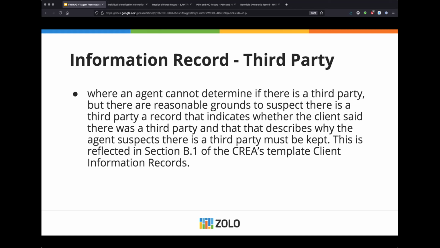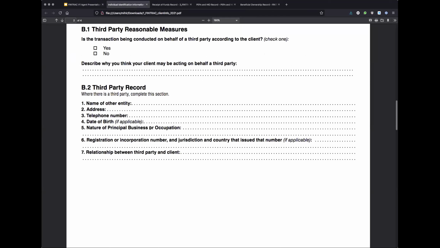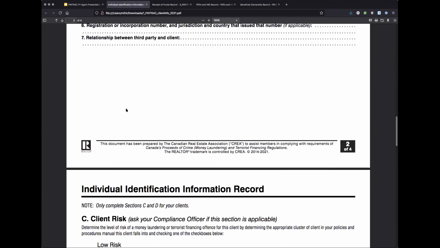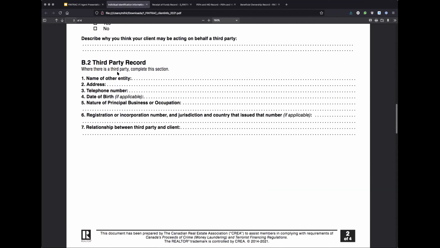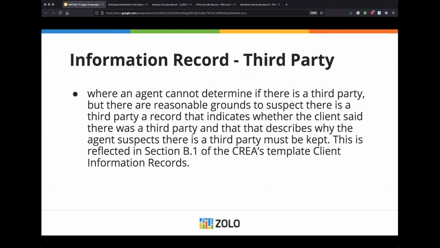You must, for every single transaction, ask your clients, are you conducting this transaction on behalf of a third party? That is a requirement of Fintrac as well. So regardless of if you suspect this or not, the question should be asked of if the clients are conducting this transaction on behalf of a third party. So here, once again, in section B.2 is the identification of the third party. Okay.